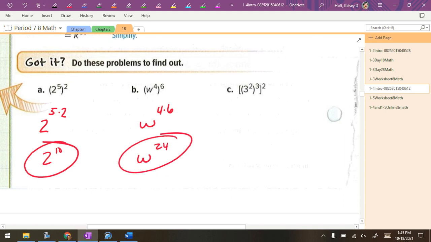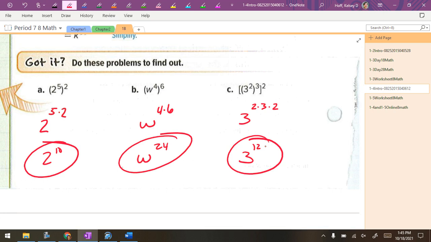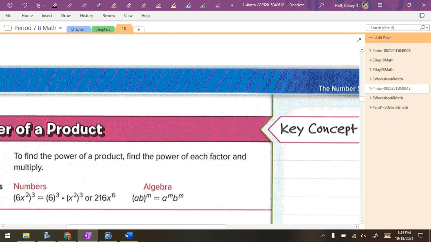And then everybody looks at C and they're like, oh! Exponent on exponent on exponent. You still just multiply. What's your base? 3. And then we're going to have 2 times 3 times 2. Now listen closely. 2 times 3 is 6, times 2 is 12, so we have 3 to the 12th. When you have a power to a power, we multiply. And then everybody goes, yeah, now you're going to make it even harder. You always do this. It's really easy and then it's super hard. A little bit. Okay? Just a little bit.